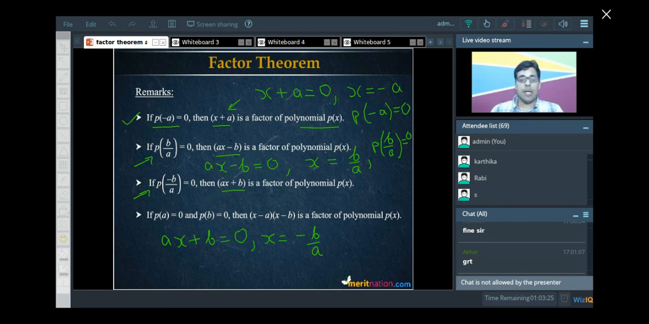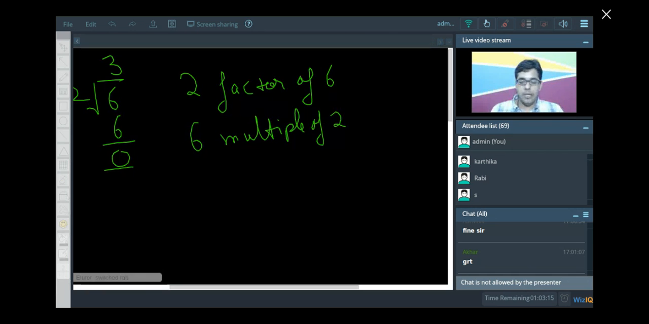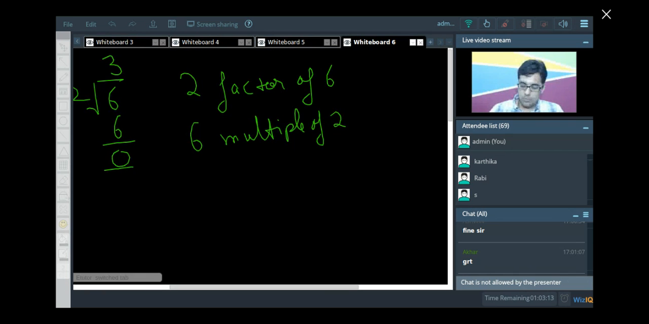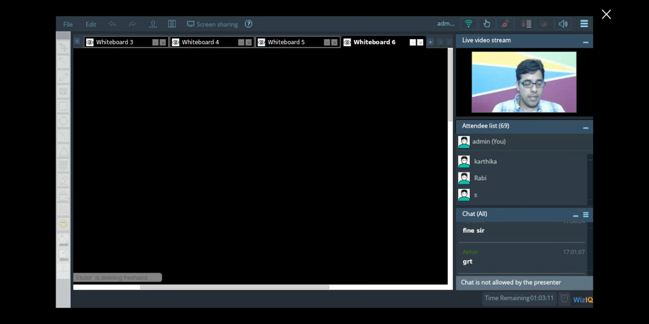Similarly, for the fourth remark, we have that if x minus a, x minus b becomes the divisor, in that case, by putting x minus a, x minus b as 0, it would become x minus a, x minus b equals 0.